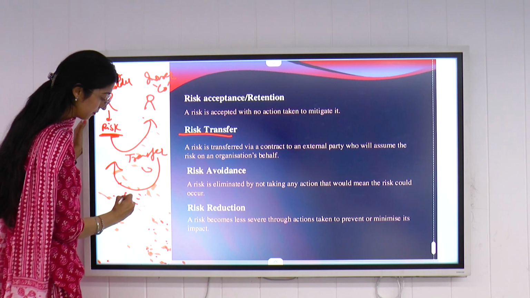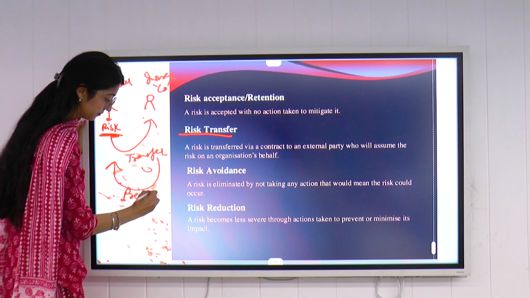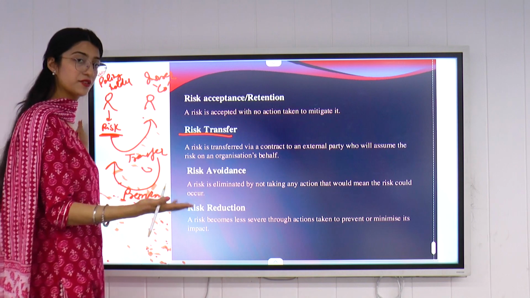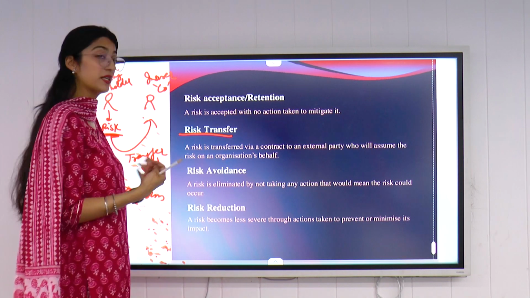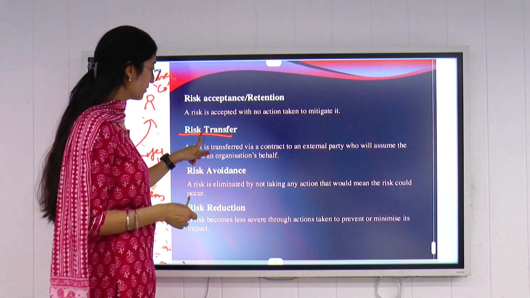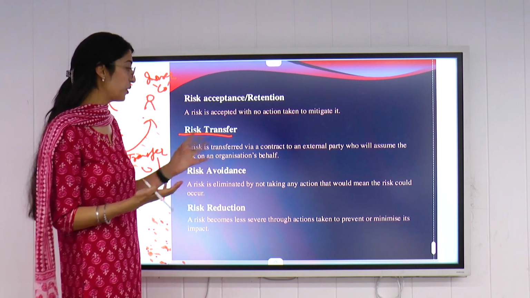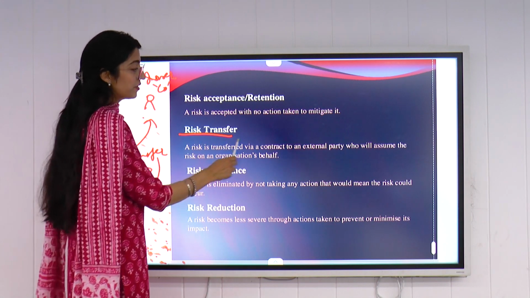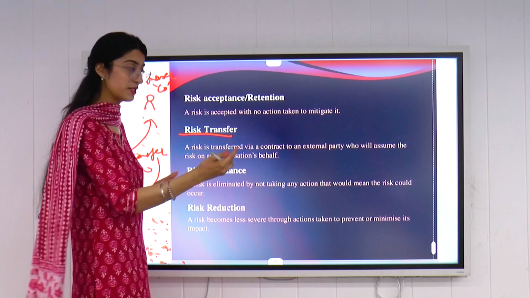For premium. Definitely, in consideration they are going to ask for a certain amount because they are taking on the risk. So that is risk transfer. Insurance is an example of risk transfer where risk is transferred by a contract, that is an insurance policy.